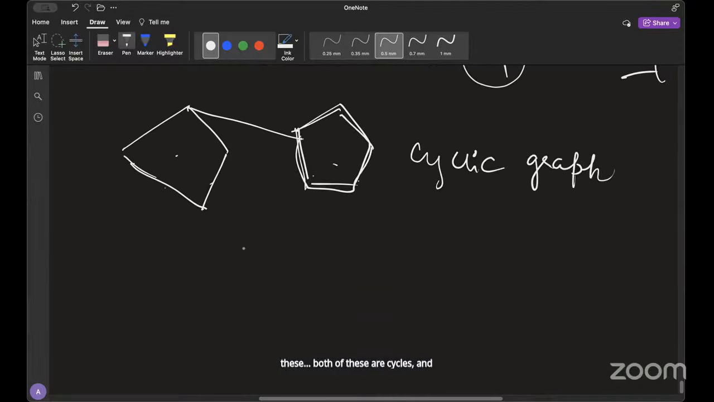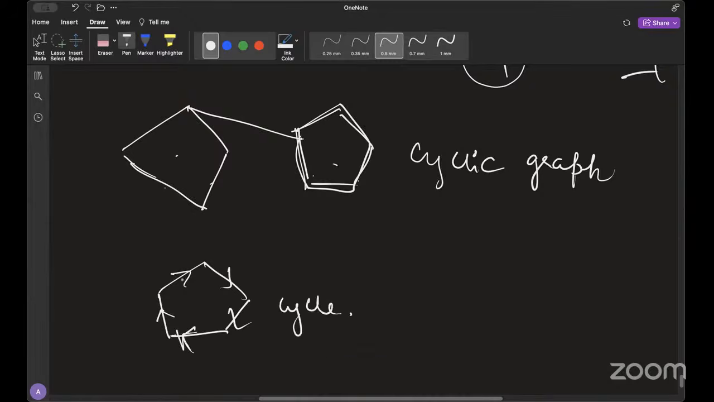And in a directed graph, a cycle looks like this. This is a cycle. You can go from here to here to here to here. It's closed.